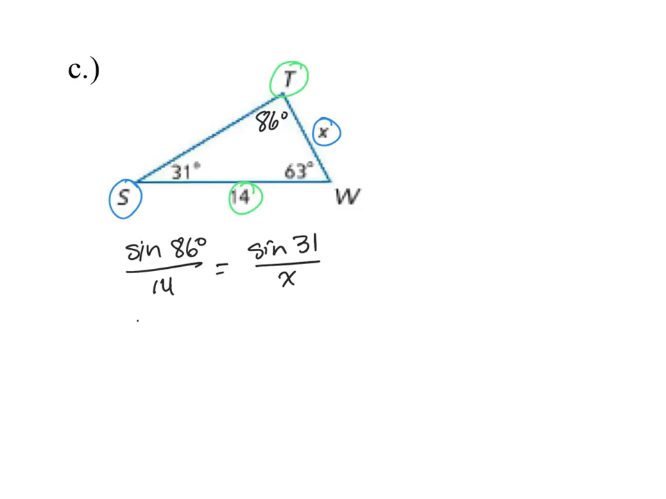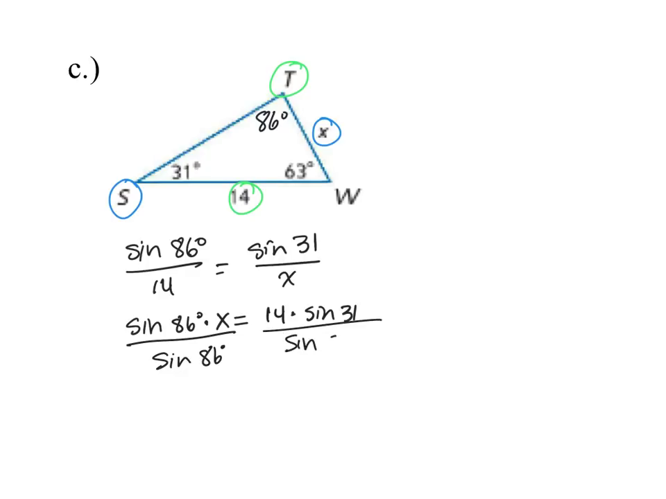So we would have the sine of an 86-degree angle times x is equal to 14 times the sine of a 31-degree angle. And then since we're trying to solve this equation for x and it's being multiplied by the sine of 86, let's divide both sides by the sine of an 86-degree angle. So we would get that x is approximately equal to, when rounded to the nearest hundredth, 7.23.